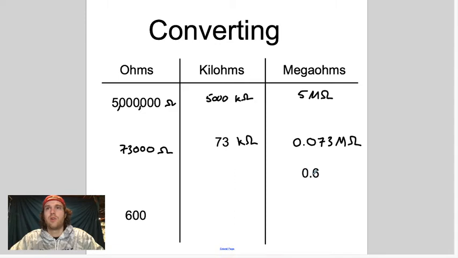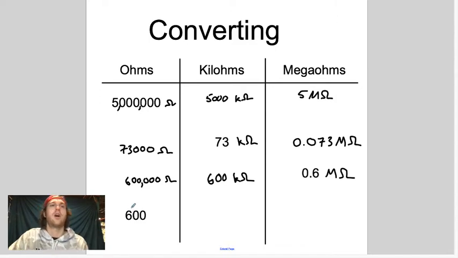Oh, we got another one over here. 0.6 mega ohms times by 1,000 is 600 kilo ohms. Times by 1,000 again is 600,000 ohms. Okay, you try this one on your own.